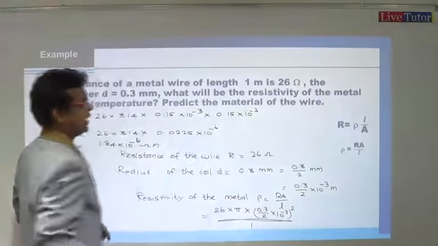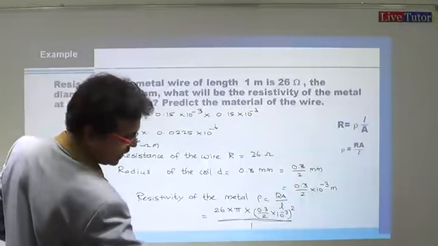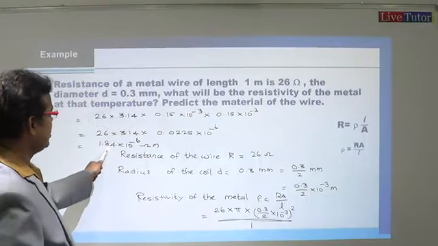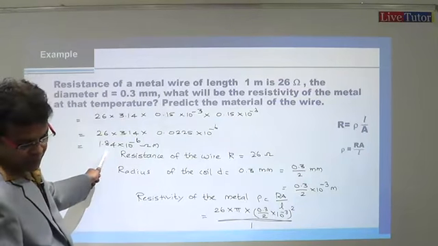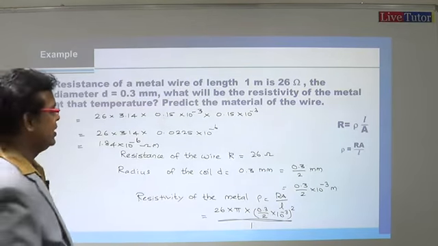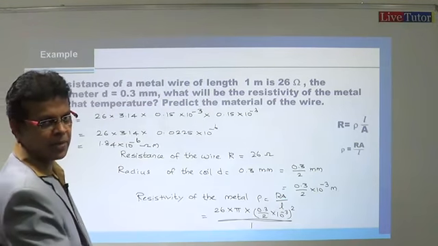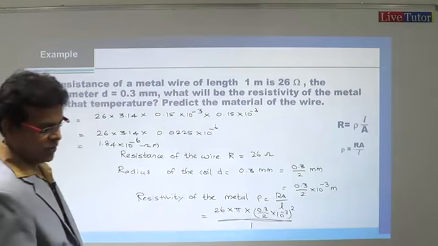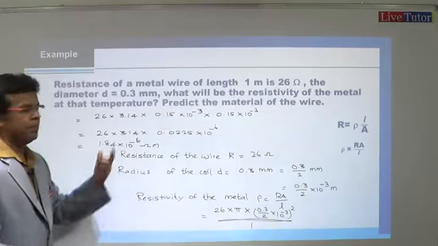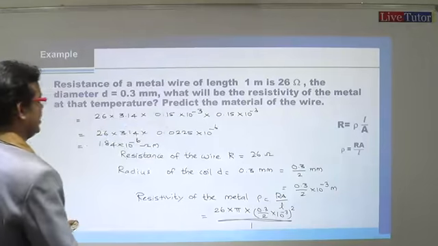Now the next part: predict the material of the wire. Using this value, we can compare with the tabular column given in the textbook. Which metal has got this value of 1.84? It is nothing but manganese. The given metal is manganese. So by using the value, we can say that the given metal is manganese. That is what we have to add as one more answer for this one.